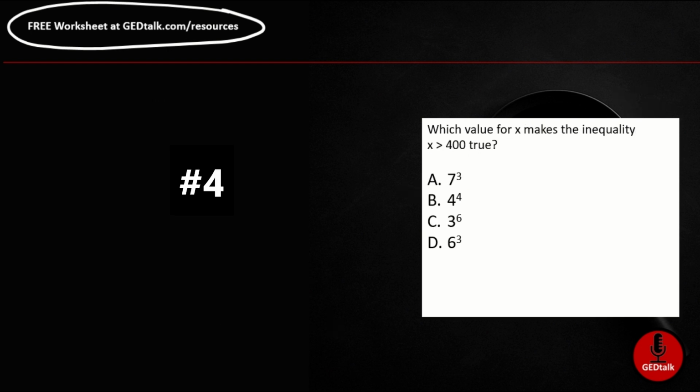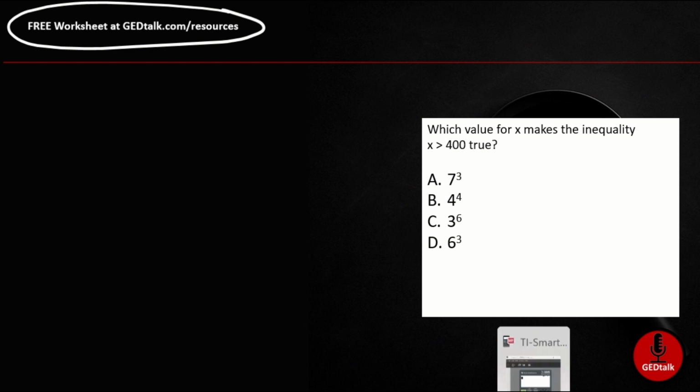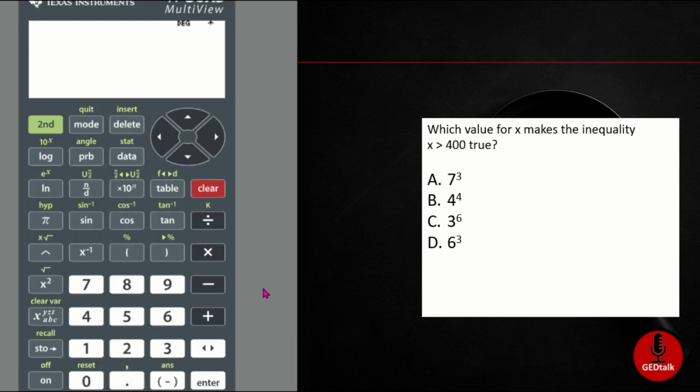The next problem reads, which value for x makes the inequality x is greater than 400 true? And then we have our answer choices. And folks, what's going on with these answer choices? Yep, you got it right. It's a whole bunch of answer choices raised to a certain power. And do not do this by hand. Go ahead and pull up your calculator and start tapping away, folks, and putting in the numbers.